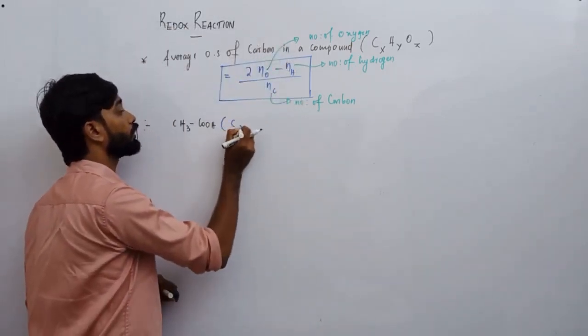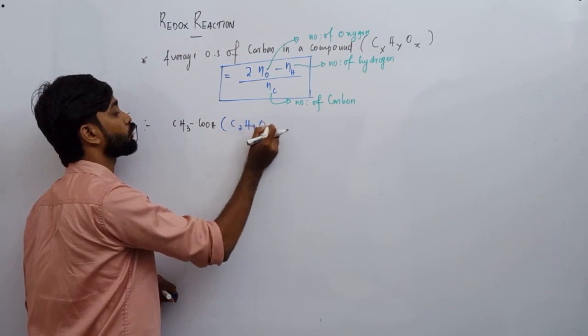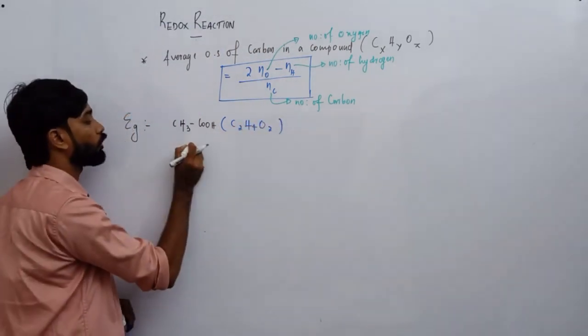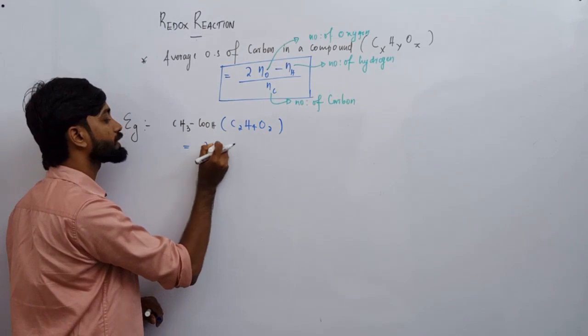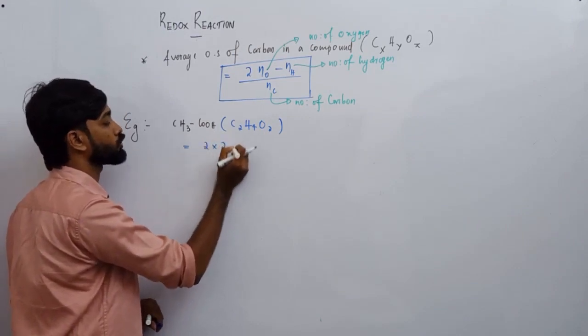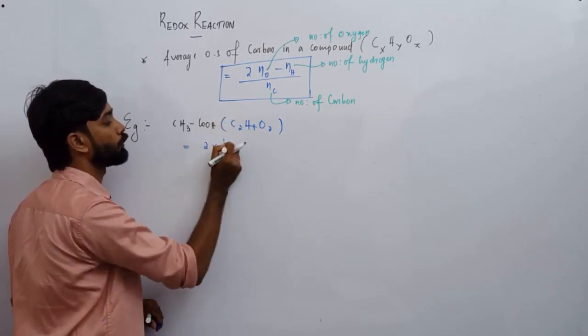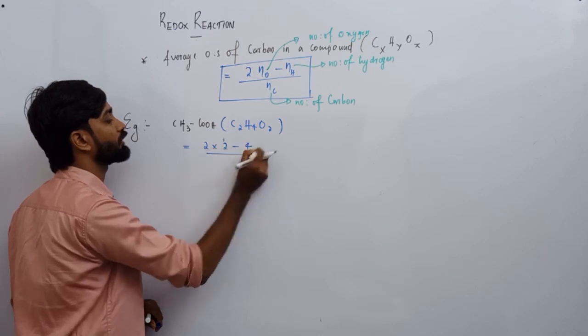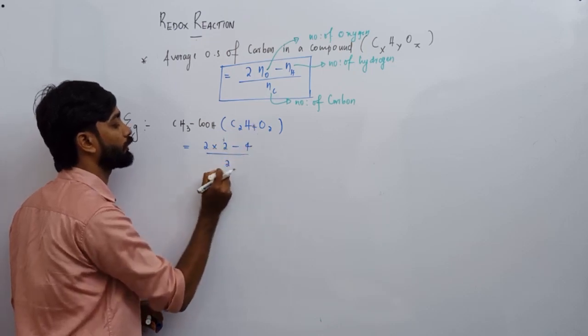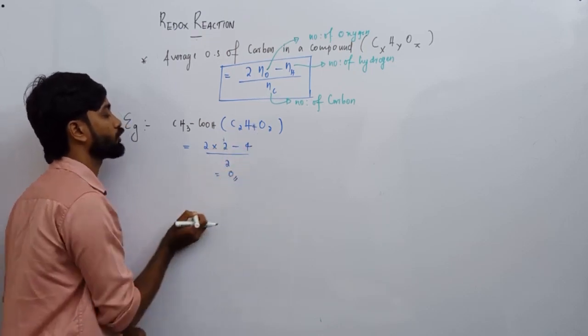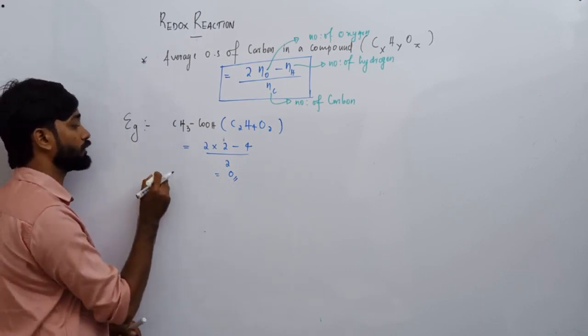You can write acetic acid as C2H4O2, right? So what will be the formula? Twice the number of oxygen, 2 into 2, minus number of hydrogen, that means 4, divided by number of carbon. So the top will be 0, so the average oxidation state of carbon will be 0.